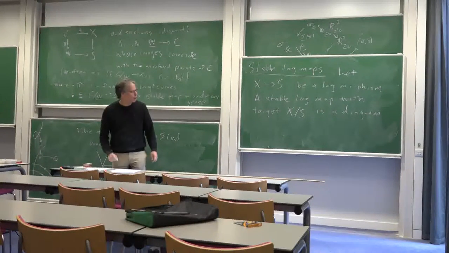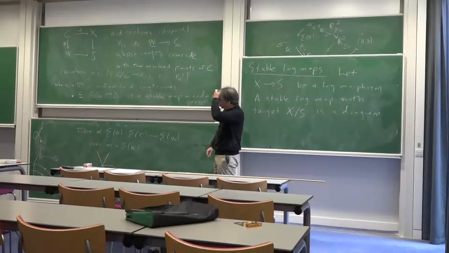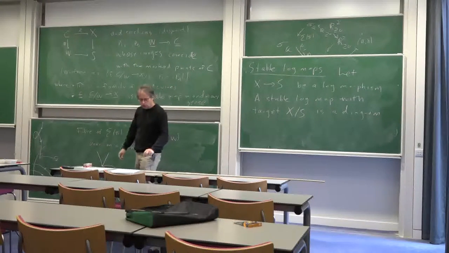Okay, so that's the definition of stable log map. It's just a very slight decorating. I mean, we're just decorating everything with log structures. We get the fact that we have log nodal curves with marked points for free, and for stability, we just appeal to the usual definition of stability.